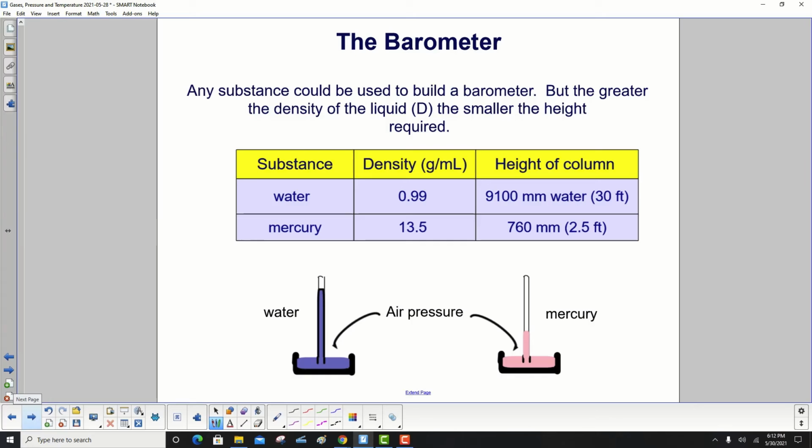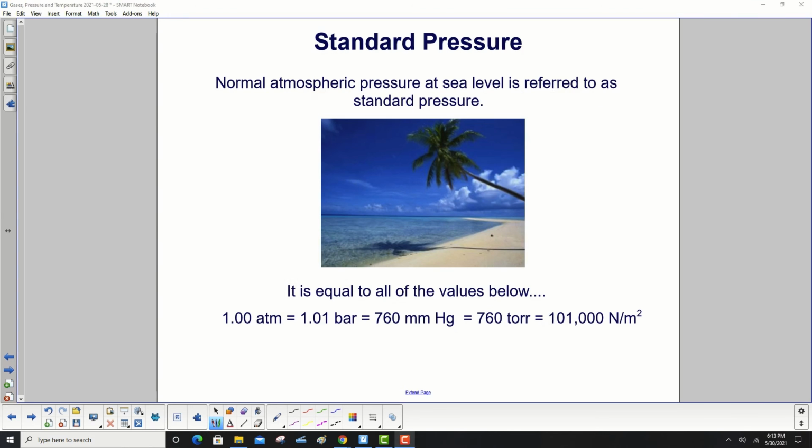Any substance could be used to build a barometer, but the greater the density of the liquid, the smaller the height required. So if you used water for some strange reason, okay, that has this density here, you would need a height of the column to be 30 foot to measure normal atmospheric pressures. If you use mercury, which has a higher density, you'd only have to go 2.5 feet.